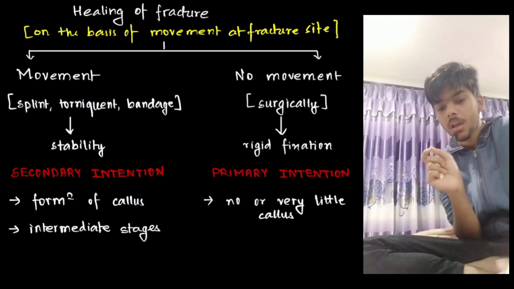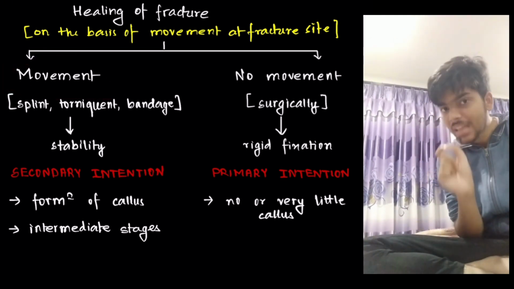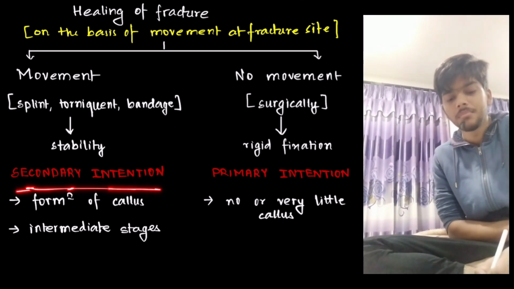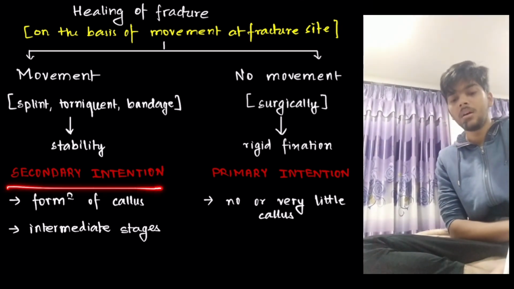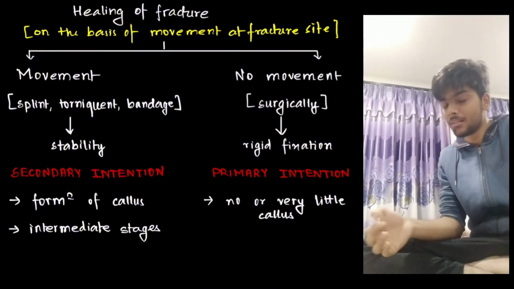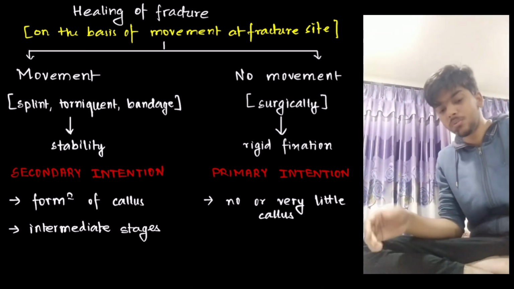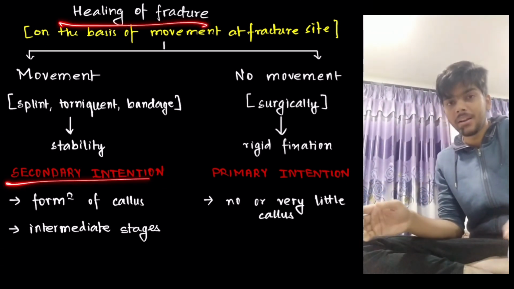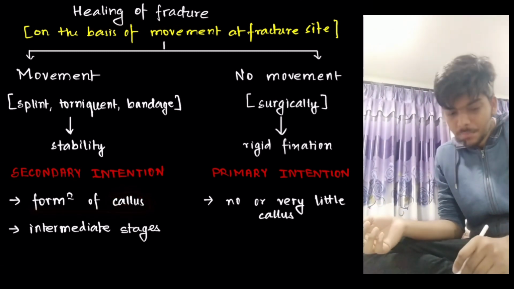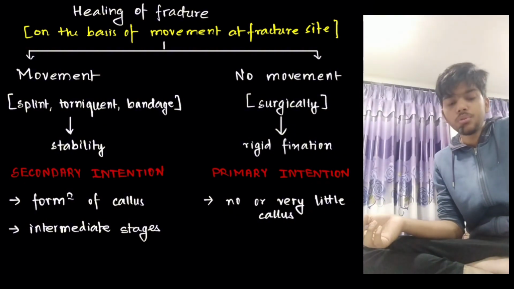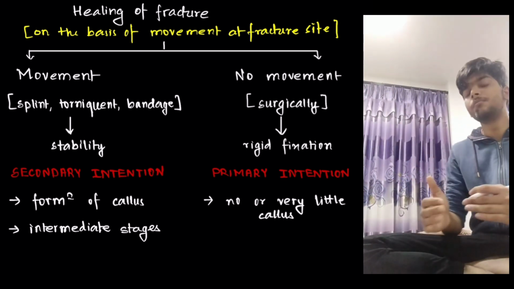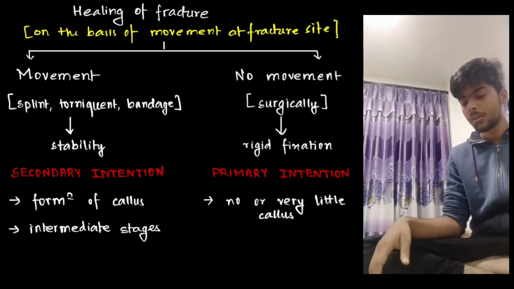And if there is movement at the fracture site, then the healing of the fracture takes place by secondary intention. Secondary intention of healing a fracture is basically the natural way a fracture would heal. Basically, the natural healing of fracture is what we call healing of fracture by secondary intention. And during this healing, formation of something called callus takes place, and the fractured site goes through multiple intermediate stages before it gets completely healed up.